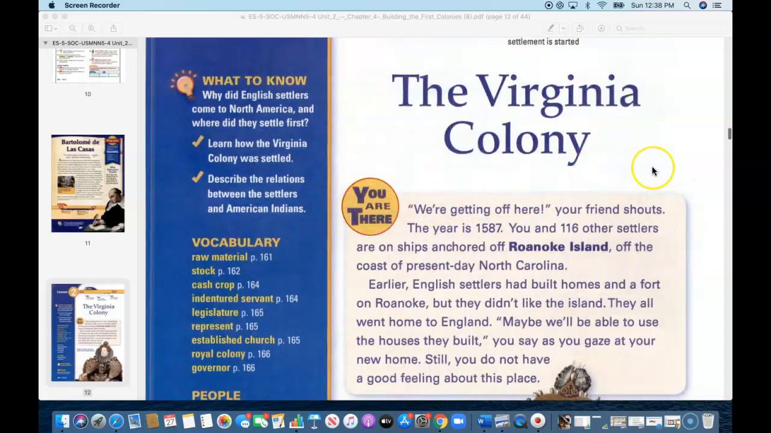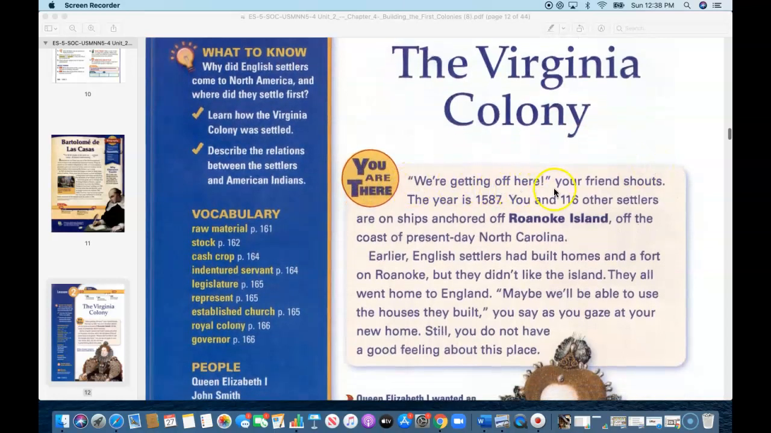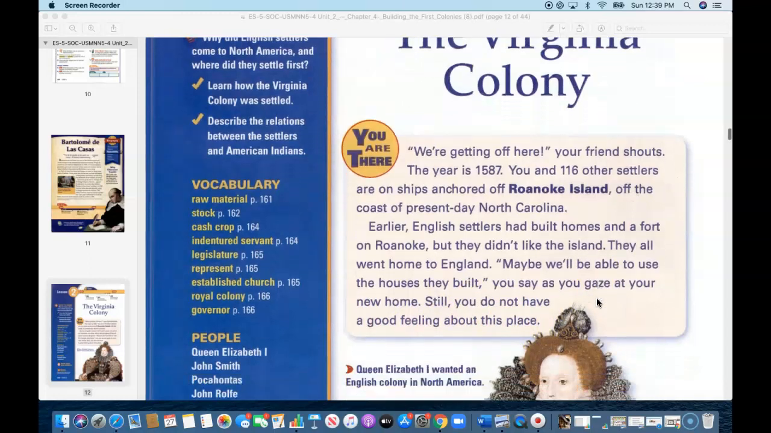You are there. "We're getting off here," your friend shouts. The year is 1587. You and 116 other settlers are on ships anchored off Roanoke Island, off the coast of present-day North Carolina. Earlier, English settlers had built homes and a fort on Roanoke, but they didn't like the island. They all went home to England. "Maybe we'll be able to use the houses they built," you say as you gaze at your new home. Still, you do not have a good feeling about this place.